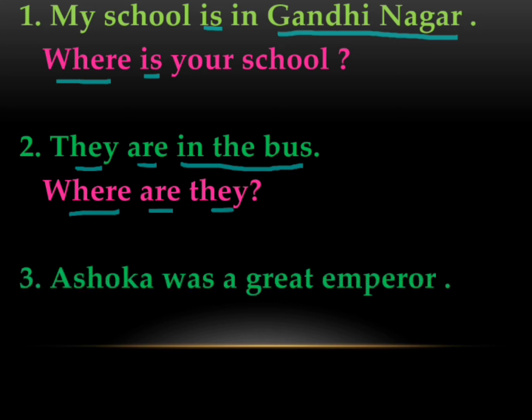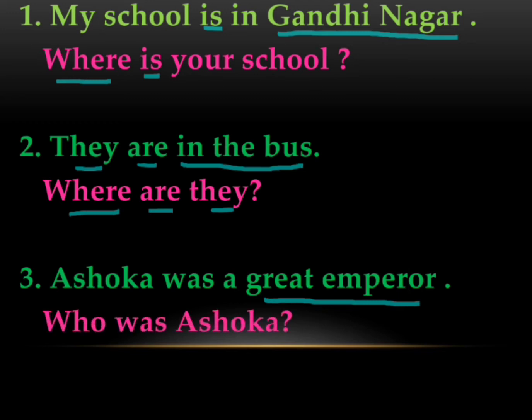Next example. Ashoka was a great emperor. Here we can take the clue word as great emperor. So this great emperor represents a person. So the WH word that represents a person is who. So the question can be framed like: who was Ashoka? So who represents the person, was is the auxiliary verb already used in the statement, and Ashoka is there. So we ask, who is this Ashoka?